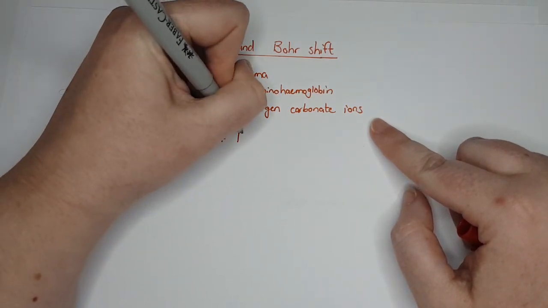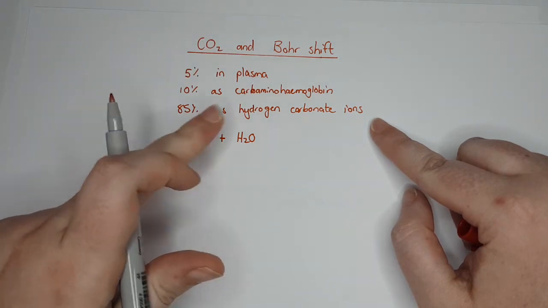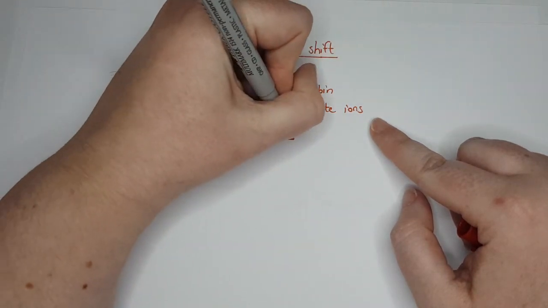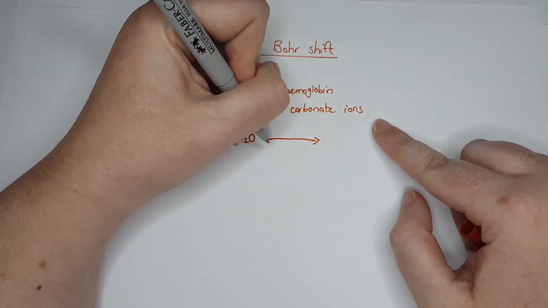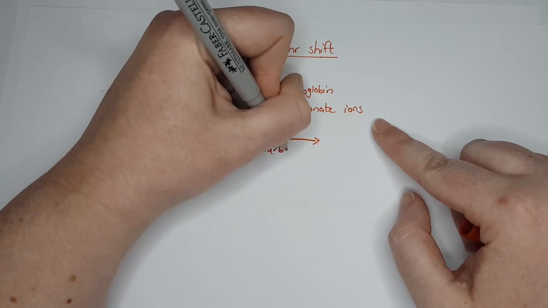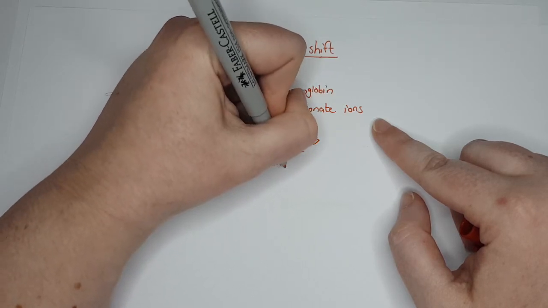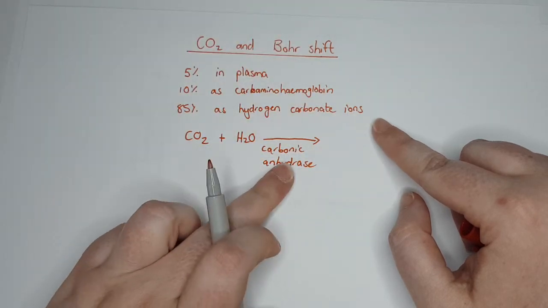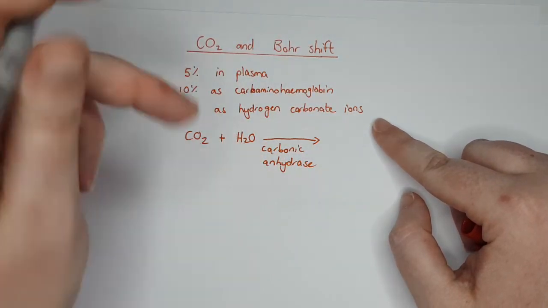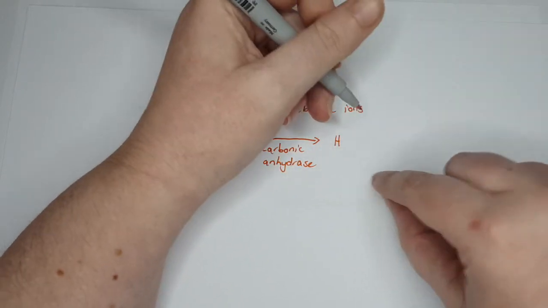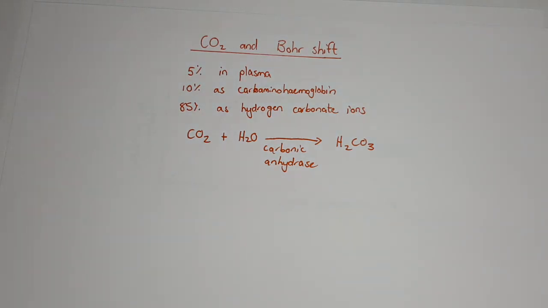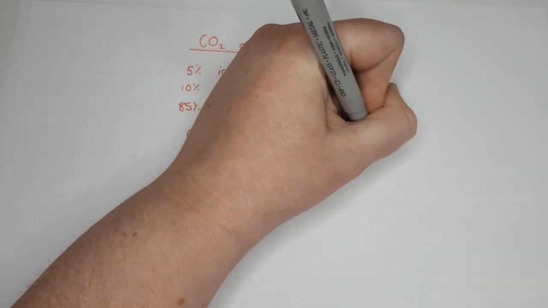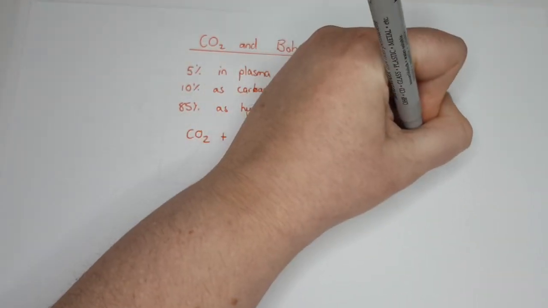plasma consists mostly of water, and carbon dioxide can bind to water with the help of an enzyme that sits in the hemoglobin molecule, and that enzyme is called carbonic anhydrase. And now that enzyme takes that and binds it together. And when it does that, you get H2CO3, which is called carbonic acid. So it makes carbonic acid.